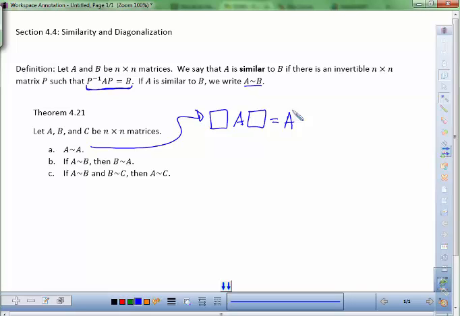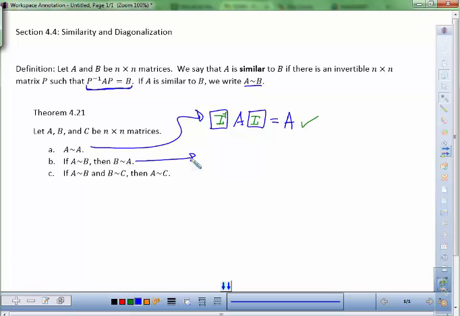And what would that invertible matrix be? Any guesses? The identity, regardless of what size we're talking about. The identity inverse is the same thing as itself, and the identity inverse times A times the identity gives A, so this checks out, and that's how you would prove the first one.